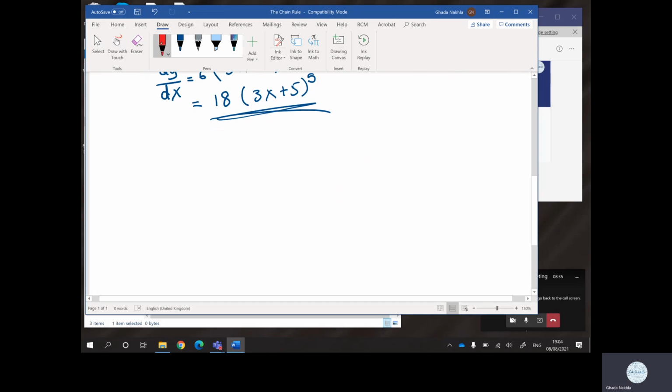Let's take a look at a different question. In this case, we are differentiating y equals e to the 5x.